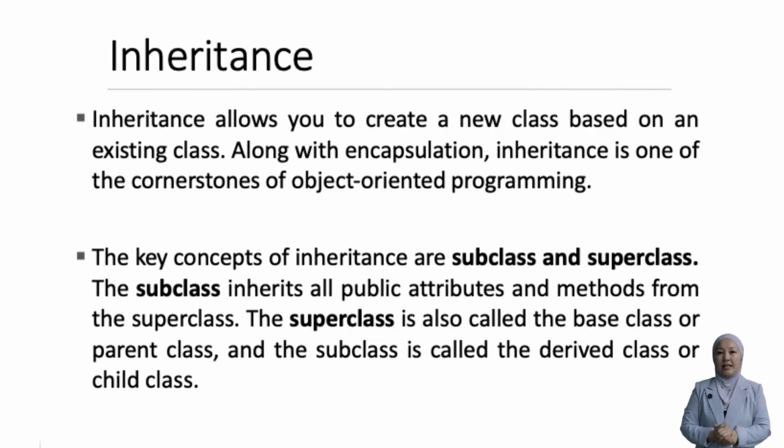Inheritance is a mechanism that allows you to define a new class based on an existing class. Alongside encapsulation, it is one of the fundamental cornerstones of object-oriented programming. The key relationship is between a superclass, also known as a base class or parent class, and a subclass, also called a derived class or child class. The subclass automatically inherits all public attributes and methods from its superclass. This means you can create a new class that is a specialized version of an existing one, reusing and building upon established functionality without rewriting it.